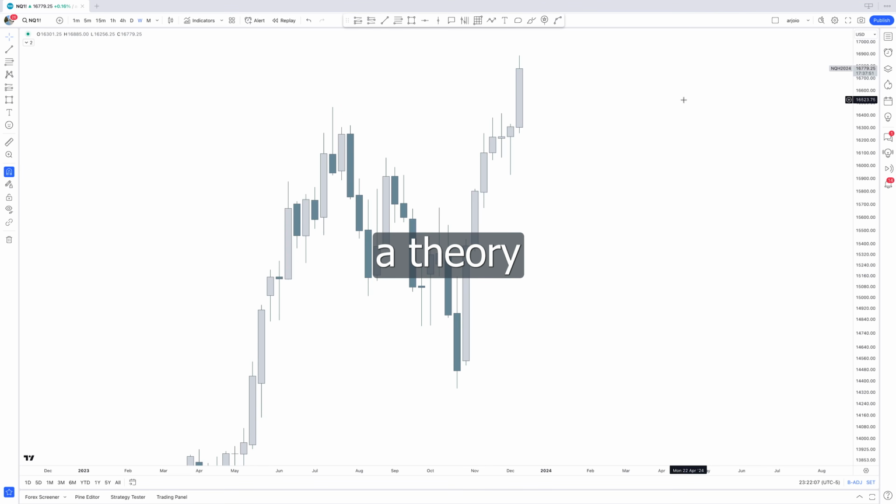I have a theory that fair value gaps tell you everything you need to know in the market. So that also means that fair value gaps tell you which fair value gaps will be traded back into, right? Exactly. So let's dive straight into it.